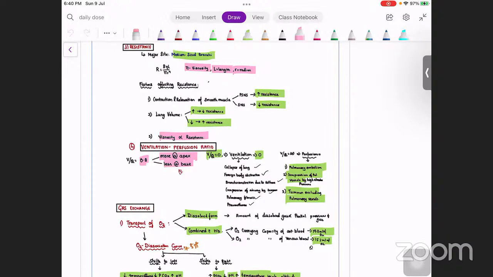Okay. A ventilation perfusion ratio should be 0.8. V/Q equal to 0 is a ventilation defect. V/Q equal to infinity is a perfusion defect.